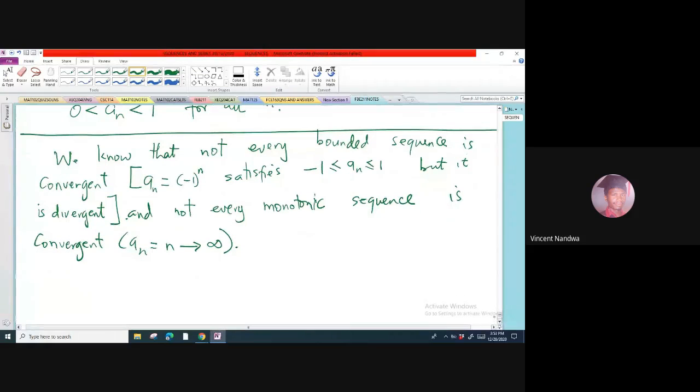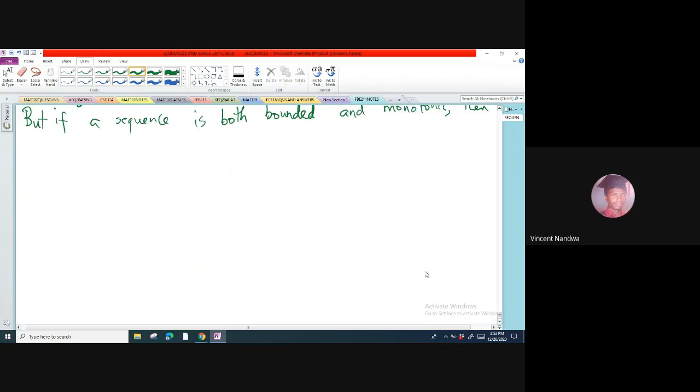But if a sequence is both bounded and monotonic, then it must be convergent. So this is what we call the completeness axiom.